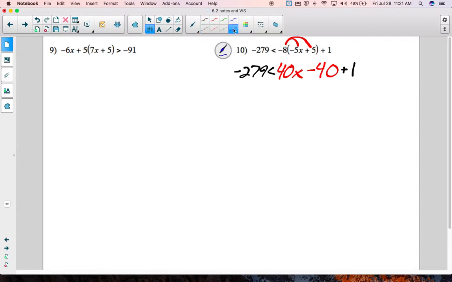It's good to get in the habit of combining like terms. That's an integer on the right side of the inequality, and so is that. So those are like terms. They're on the same side, so we can combine them. So it's really just a negative 39. So we have 40x minus 39.